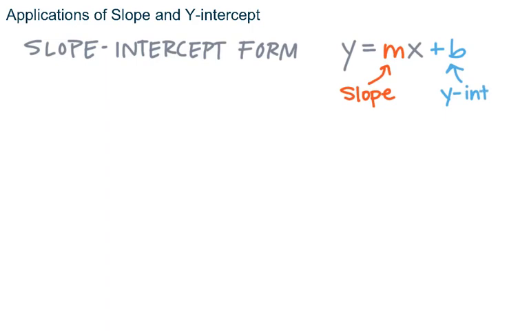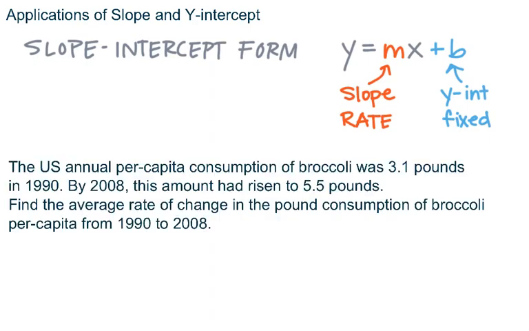Couple of things that we want to think about. Slope represents a rate of change, and then a y-intercept is a fixed amount. Let's look at our first example. For this example, we're given a word problem.